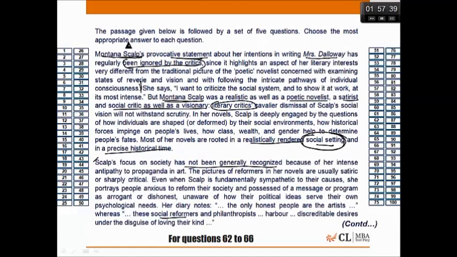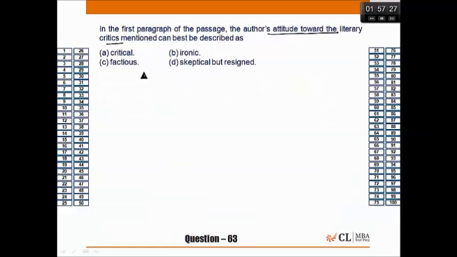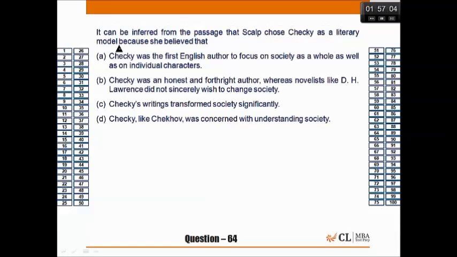Let's just quickly go to the literary critics, ignored by literary critics, cavalier dismissal. So he doesn't like literary critics. If the author has a negative attitude towards literary critics, ironic, no. Critical, probably. Ironic, no. What is irony in that? No. He was pretty straightforward. Facetious, no. Pretty opinionated, I think the author was, I felt. Skeptical but resigned. What resigned? He was directly abusing them. Okay, sorry, English. Yeah, so not T. A is the answer. Okay, great.